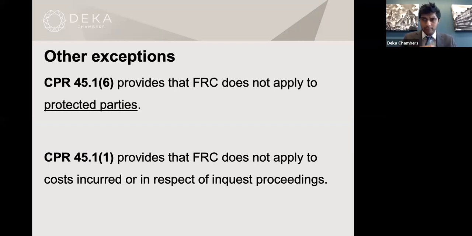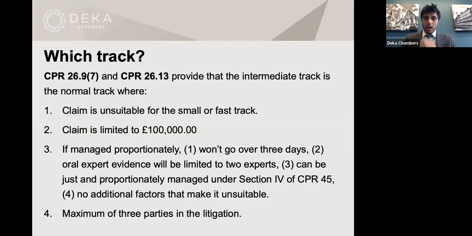So Astrid's case clearly falls within the intermediate track of fixed costs. And that's because we've looked at CPR 26.9 and 26.13. It's a claim unsuitable for the small and fast track. It's limited up to £100,000. I appreciate looking at the facts of the case, it's unlikely to go over 3 days. Oral expert evidence is probably limited to maybe just one, or maybe two experts, and can be justly and proportionately managed. It's the sort of case which the drafters would have caught in this regime.